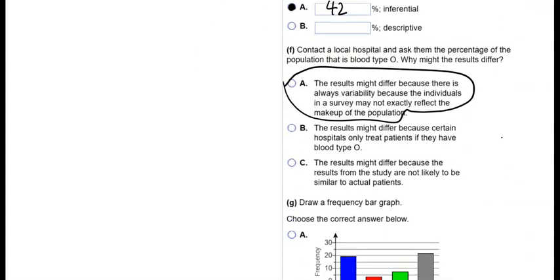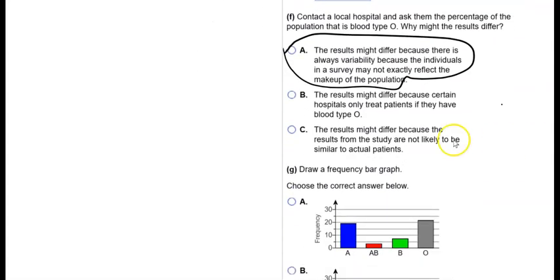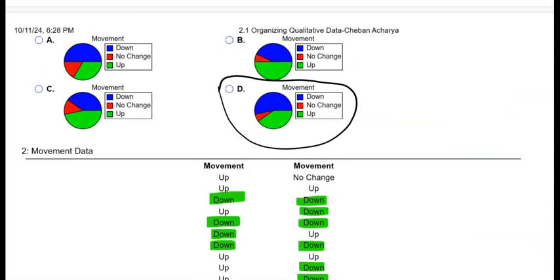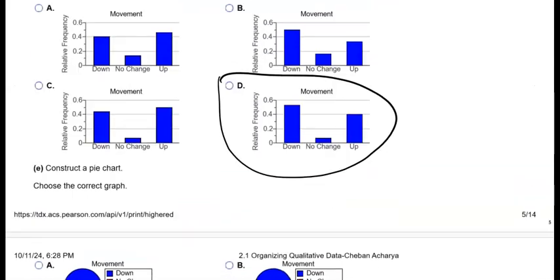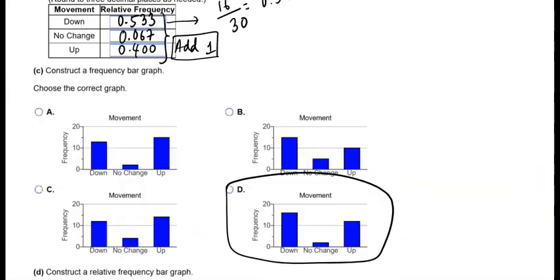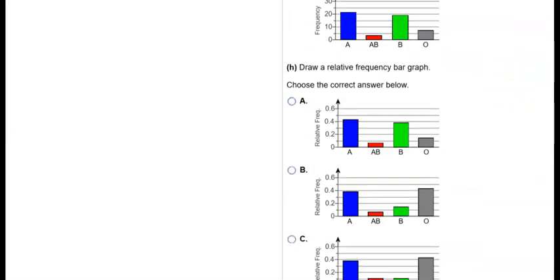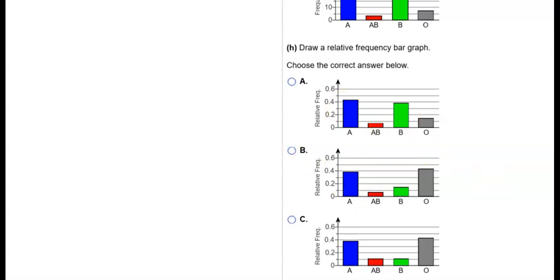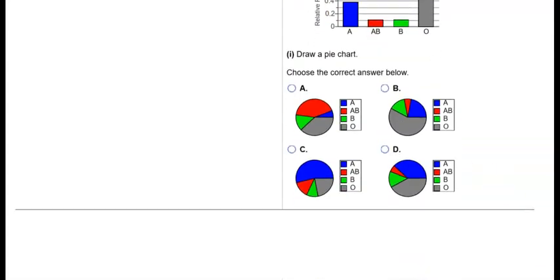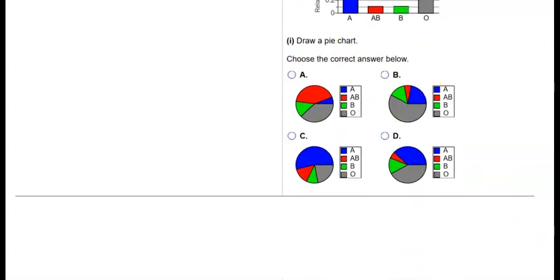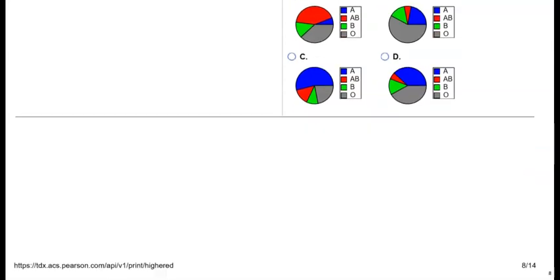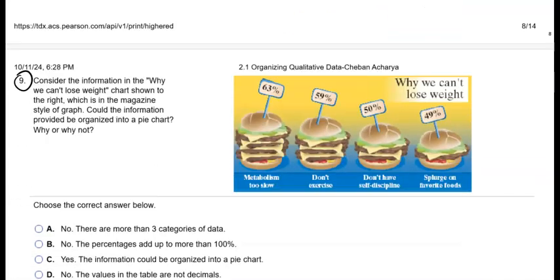And for G, you need to draw the frequency bar graph. We already did one for this in question number 7, so I'm not going to do that. So draw the frequency bar graph, and again draw the relative frequency bar graph, and finally draw the pie chart for the same data. We did that before, so you should be fine.